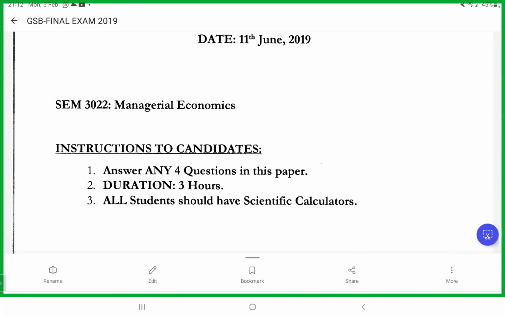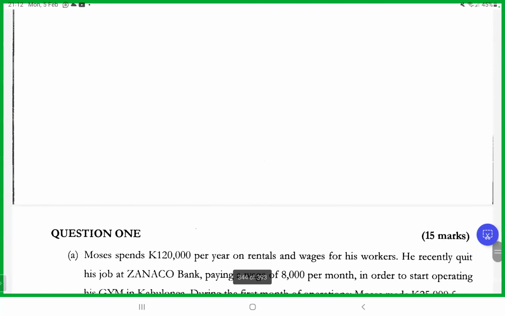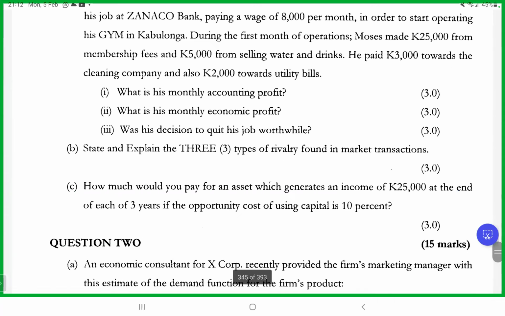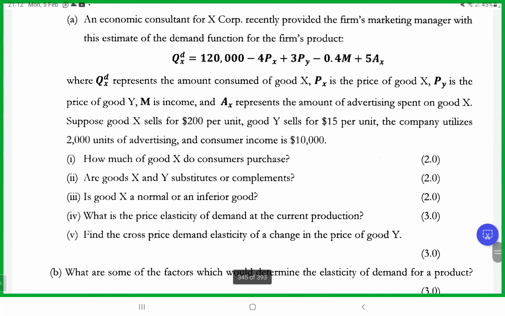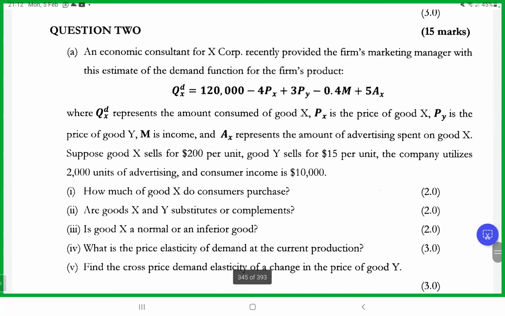So this is the paper that we have for today, and I want us to consider the concept I want to share, which is on question number 2, and this is question number 2. Mr. Joachim, sir, read for us question number 2A. Are you able to read for us question number 2A?